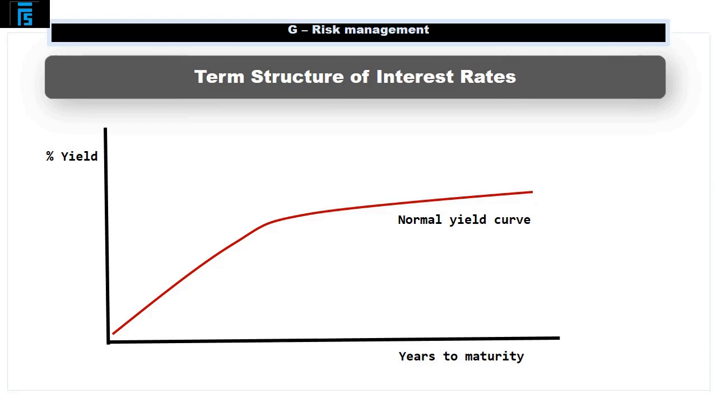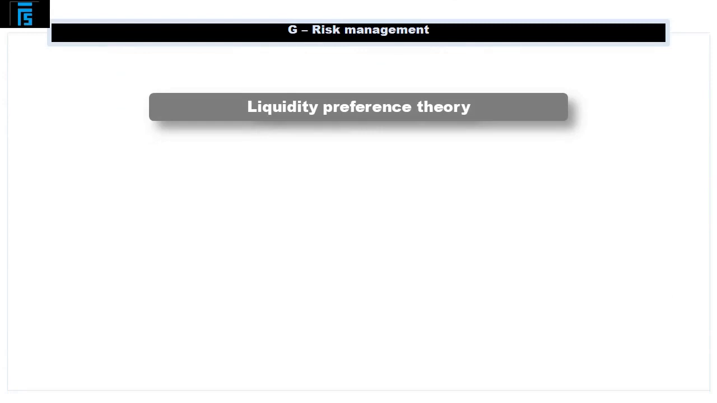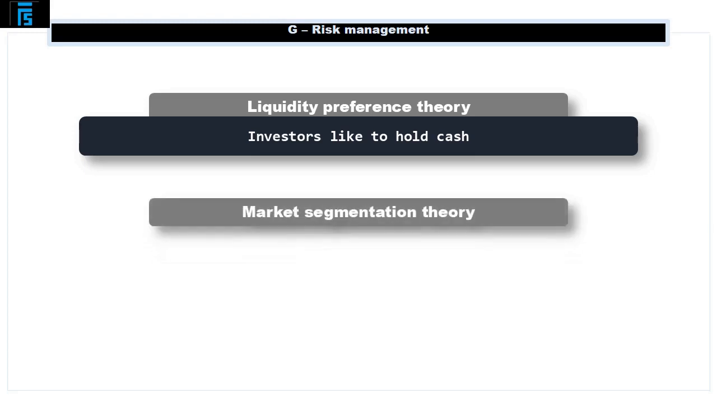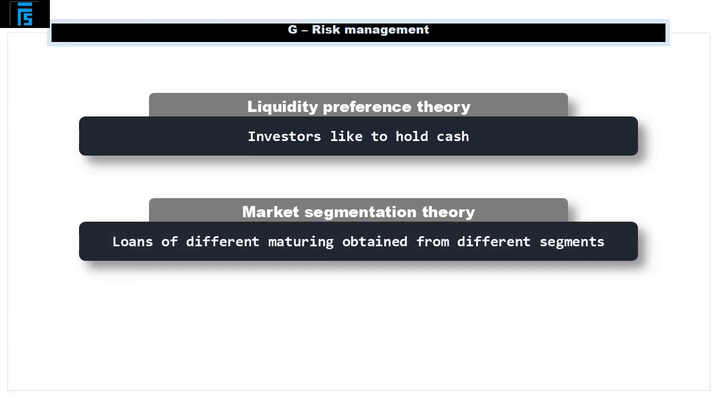The precise shape of the curve is governed by three separate theories. 1. Liquidity preference theory states that investors like to hold cash, and accordingly, the longer the period they are asked to give that up, the greater the compensation they require. This explains why the curve is upwards. 2. Market segmentation theory explains that loans of different maturity are obtained from different segments of the market with different expectations. This explains why the graph is a curve rather than a straight line.